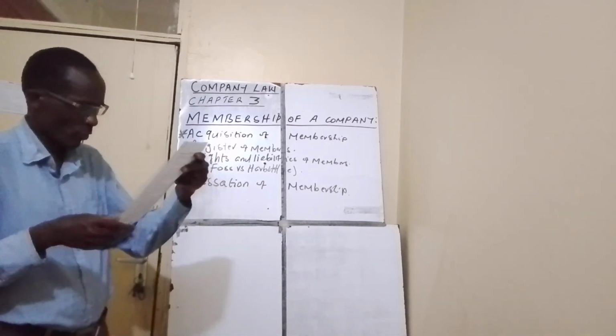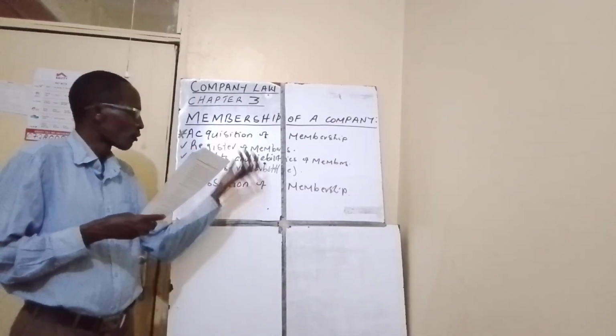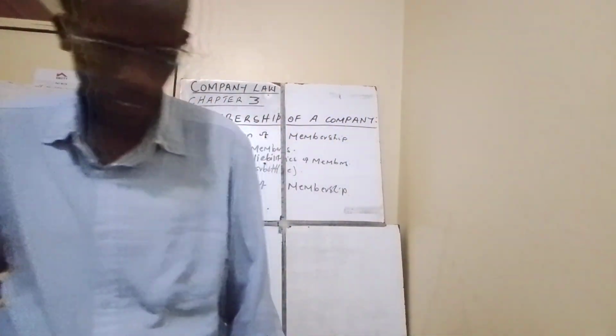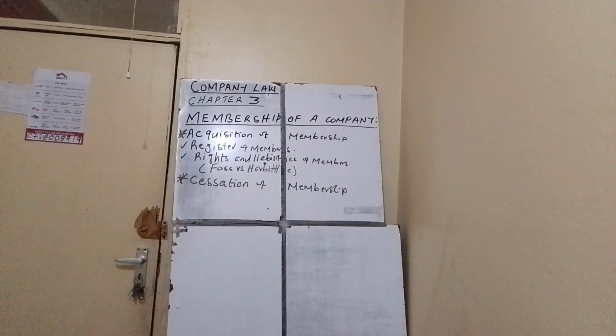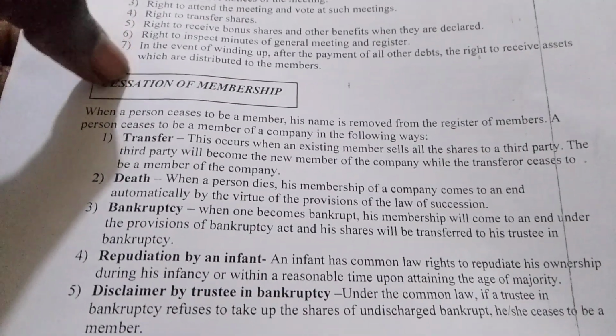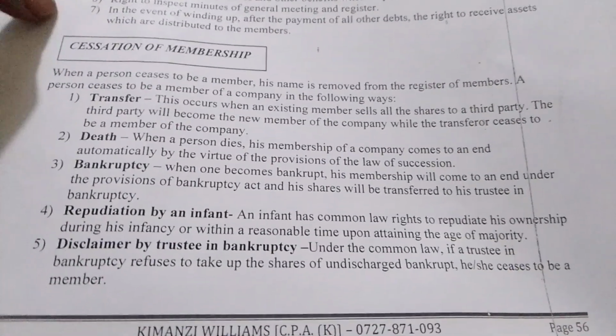Now, those are important points concerning how to cease being a member. How do you stop being a member or a company member? How do you stop being a shareholder? Those are important points for you. Just go through them. Cessation of membership. How to stop being a member. How to stop being a shareholder.